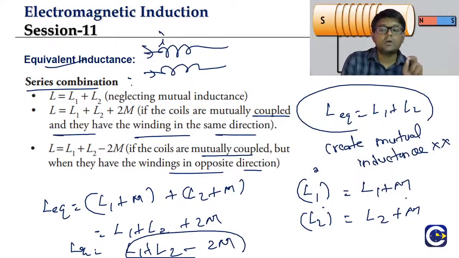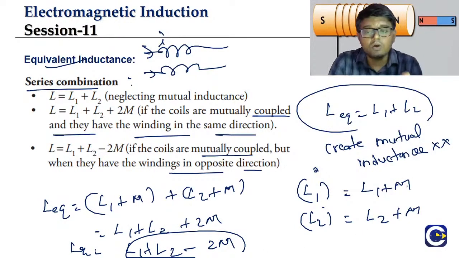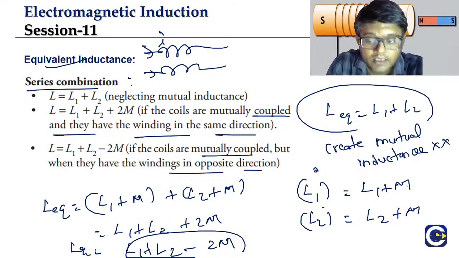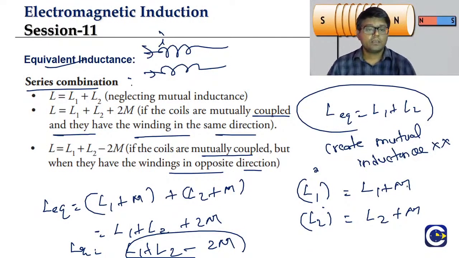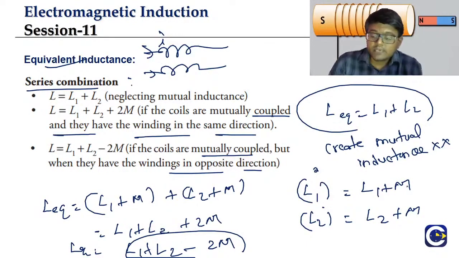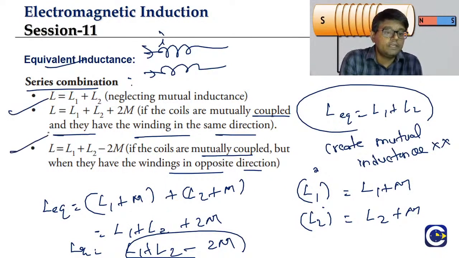In that case, the overall L for coil 1 will be L1 minus M, and the overall L for coil 2 will be L2 minus M. Thereby the L equivalent will be L1 minus M plus L2 minus M. Totally we get L1 plus L2 minus 2M. So these two formulae we need to remember, guys.